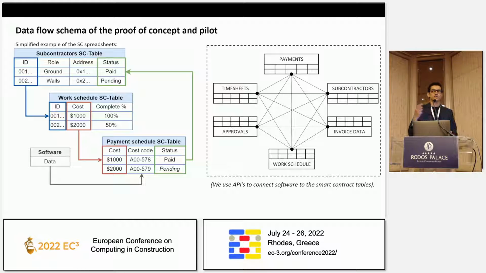So if you change information in one of them, it automatically updates the state of the other ones it's connected to. And then with these smart contract spreadsheets, we use APIs to connect management software, scheduling software, and payment software together, thereby allowing us to integrate management flows with payments.